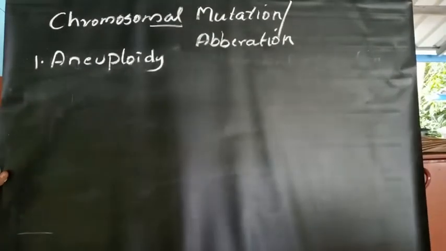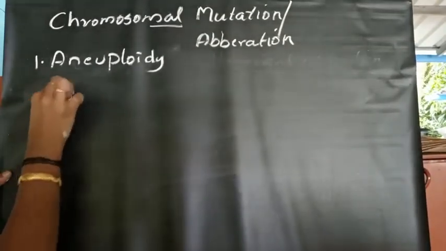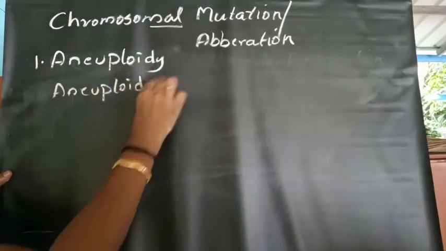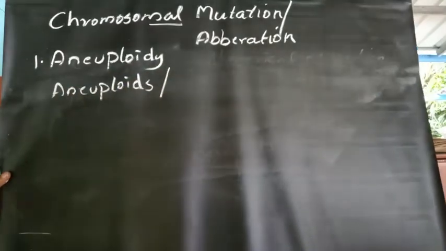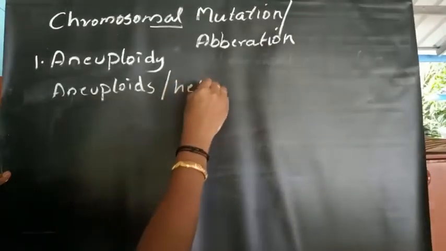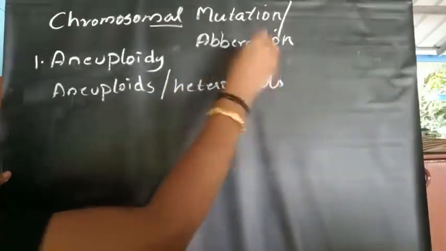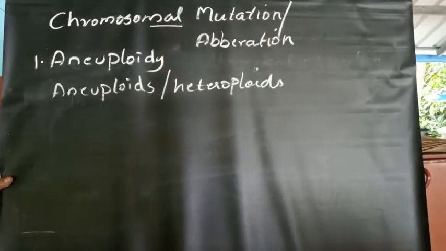Organisms that are showing aneuploidy are called aneuploids, or we will call them heteroploids. Aneuploids are of two types, that is hyperploidy and hypoploidy.